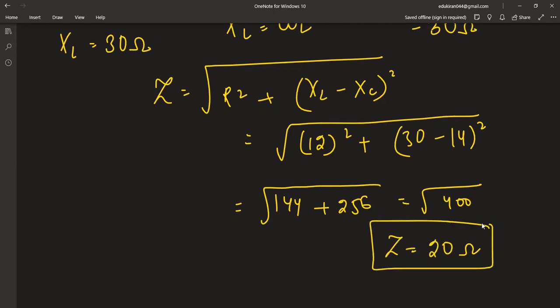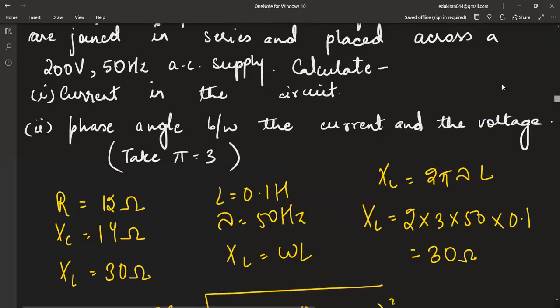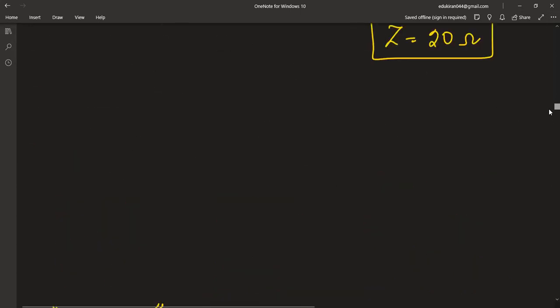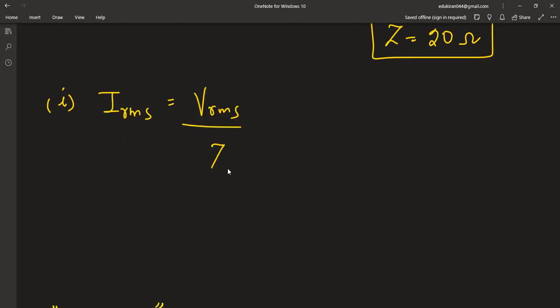This is the answer. Now class, we know the value of impedance, but did we need to calculate it? What was the question? Current in the circuit. We know the value of voltage given, but we didn't have the value of the net resistance, that is the impedance. So that's why we calculated impedance first. Now IRMS will be equal to VRMS divided by Z, just similar to Ohm's law, I is equal to V by R. Is this okay, class?